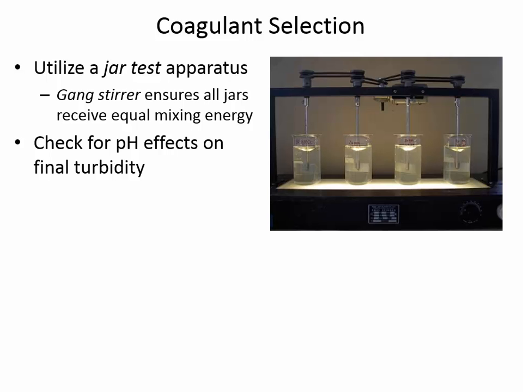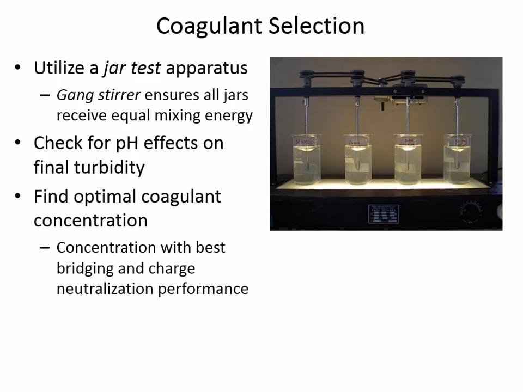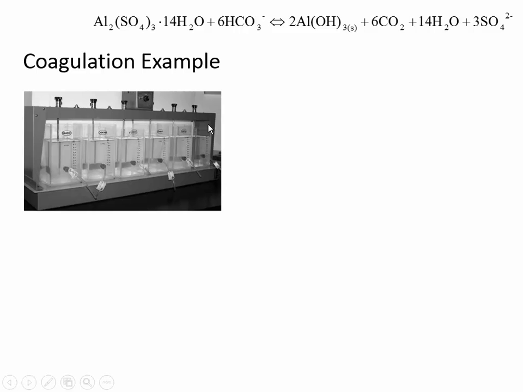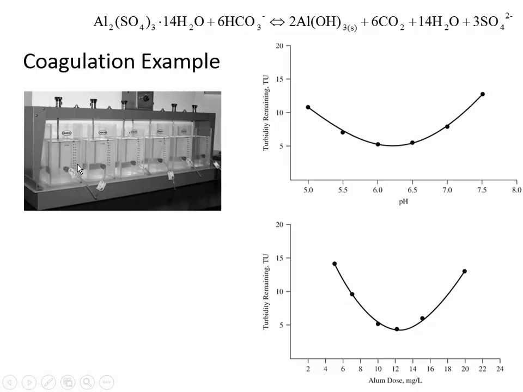And so they'll put in a coagulant, stir it for some time, and then stop, let it settle, and then measure the turbidity to find out which one is most clear, and that gives you an idea of the ideal dose. The concentration with the best bridging and charge neutralization, the concentration that gives you the most clarity, is what you choose for the full-scale water treatment test. Here's just another example of what a jar test apparatus can look like. In the homework, I give you a table.